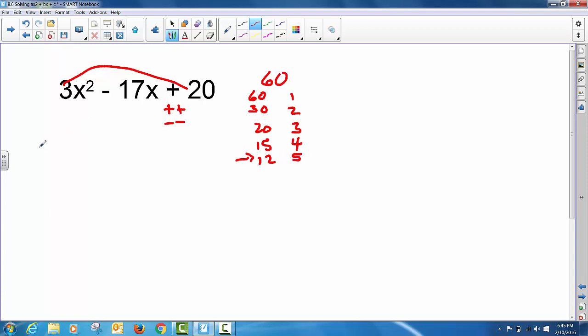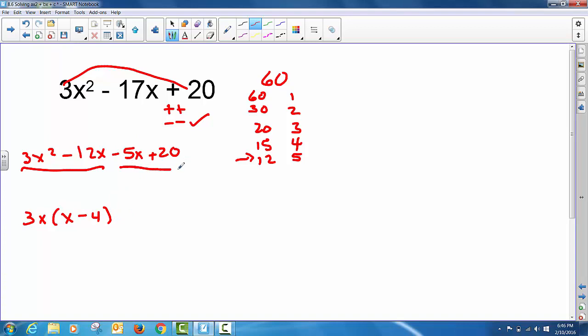So now we rewrite the problem. 3x squared. Alright, remember, I told you this one was going to be minus minus because it's either plus plus or minus minus, and this tells you that it's going to be minus minus. So it's minus 12x minus 5x plus 20. What do these have in common? A 3 and an x. When we divide 3x squared by 3x, we get x. When we divide negative 12x by 3x, we get negative 4.